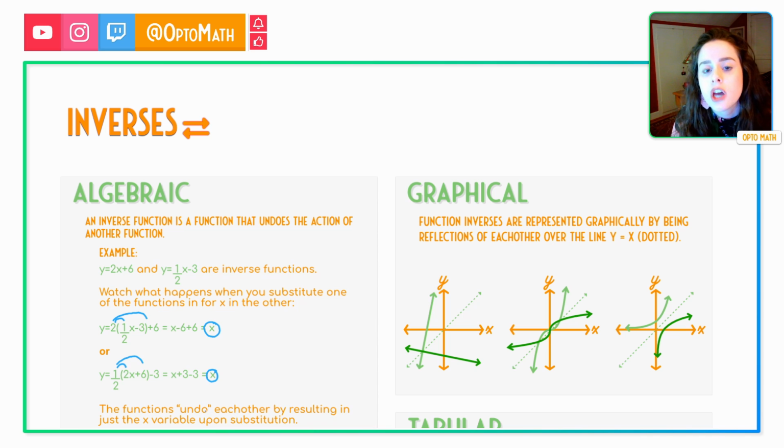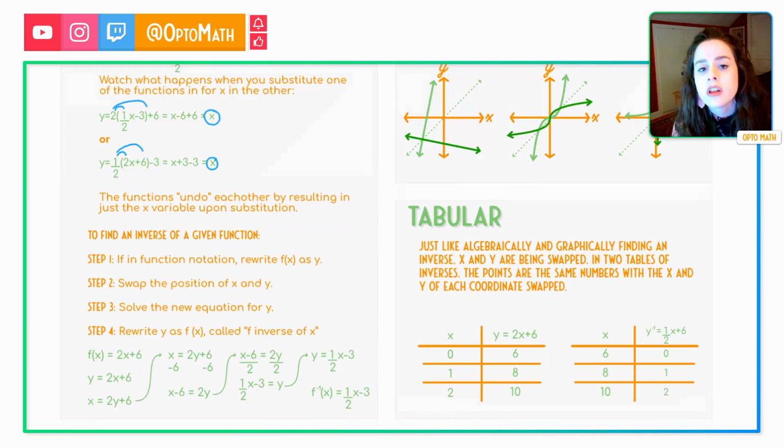So here's how we know that they're inverses if we want to verify that algebraically. It says here the functions undo each other by resulting in just the x variable upon substitution. That's the rule for checking if two functions are indeed inverses. But here are the steps to take if you actually want to start with a given function's equation and figure out what the inverse is.